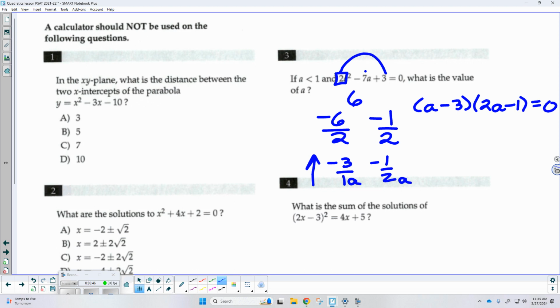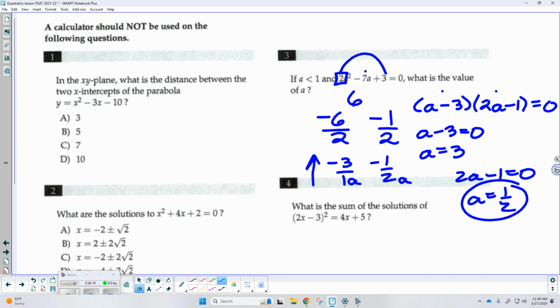So that's great. I've now successfully got it factored. But how does that help me get the answers? What's that strategy we use? Zero product property. I'm going to take each one of these, set them equal to 0. So if a minus 3 is equal to 0, we've got a is equal to 3. If 2a minus 1 is equal to 0, okay, add the 1, divide by 2, we've got 1/2. Now, these are both solutions. They're values of a, but because a is less than 1, we're going to go with 1/2 here.